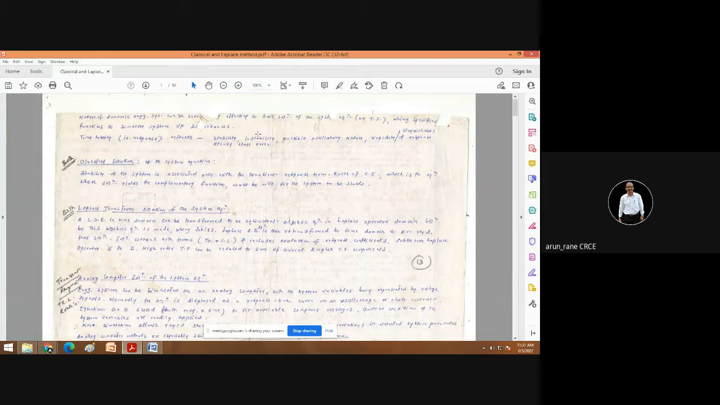We know what is transient response and what is steady state response.